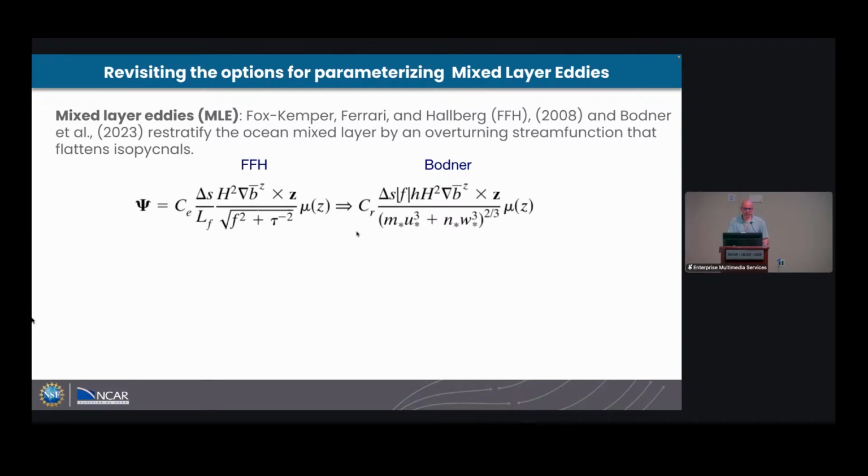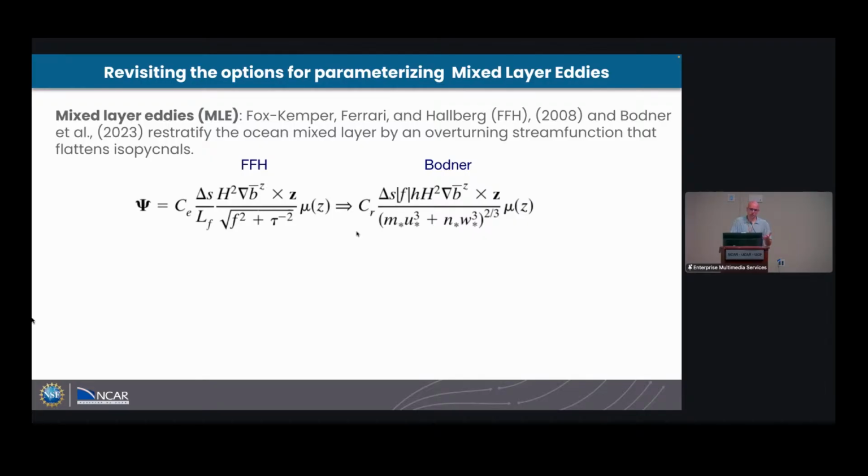The other difference is with FFH on the left. There was this constant at the beginning of the expression that was one of the tuning parameters, but you also had the frontal length scale, the L sub f in the denominator, which you had to specify, and that was a global value. So you say, my fronts are 1 kilometer, and that's global. And we know that in nature, the fronts of mixed layer eddies vary considerably. So that was the main physical advantage of using Bodner.